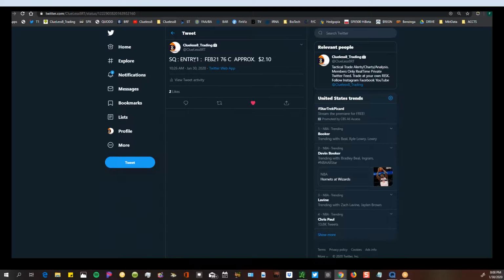So there you go. So the Square, the way I write, entry 1, February 21, 76 calls. That means the first entry. Feb 21, that's the expiry for the options. So I got enough time left. 3 weeks. 76 calls, that's the strike price, approximately $2.10. So that's a buy alert.